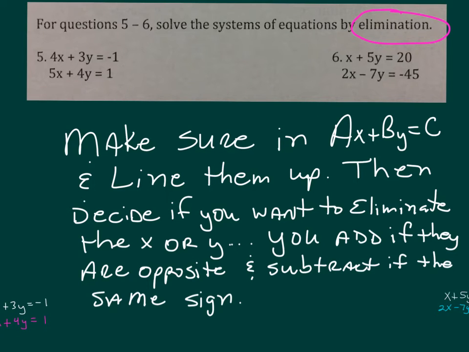Okay, now, for questions 5 and 6, you have to solve using elimination. Make sure that they're in the form of ax plus by equals c, or at least x and y are on the same side. And then line them up. Once you do that, then you can decide whether you want to eliminate the x or the y. So it's your choice. Now remember, you're going to add if they're opposite signs, and you're going to subtract if the signs are the same.